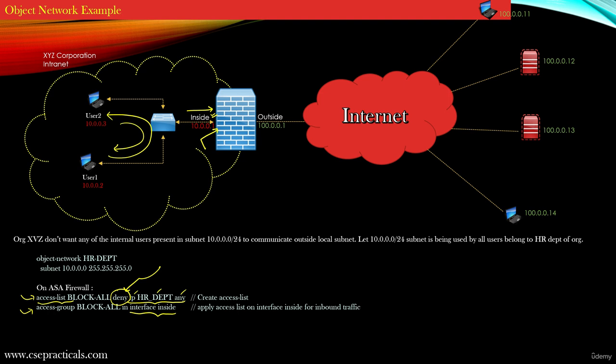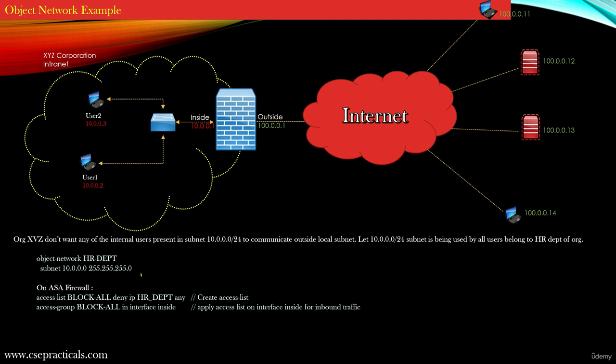But as soon as any of the internal users of the HR department wants to communicate with any other user which is outside the HR department, then the packet has to go to the inside interface of this firewall. And as per the access control list, the packet will be dropped. All right. So the takeaway from all this discussion is that here you can see how object networks are cleverly used in this access control list.